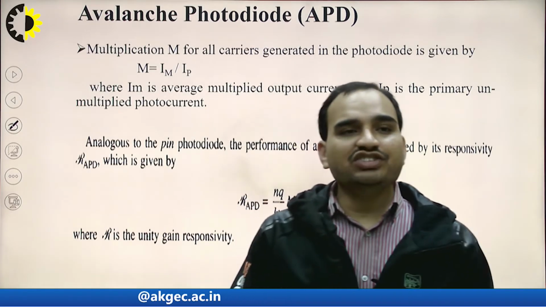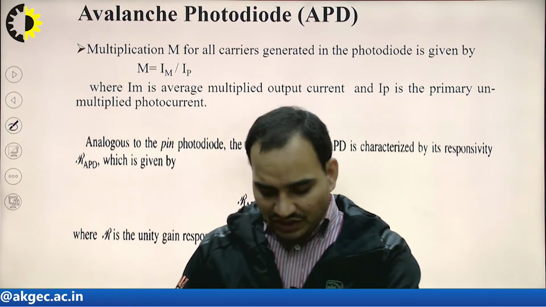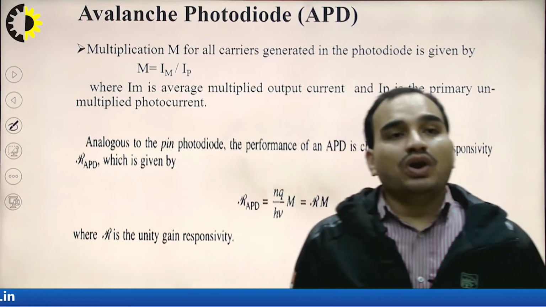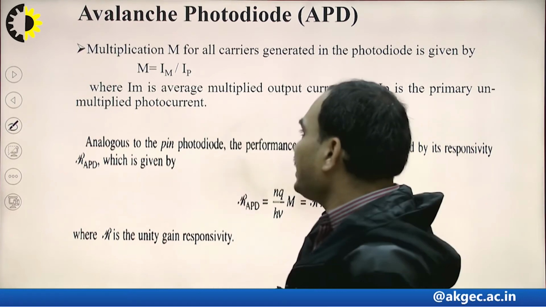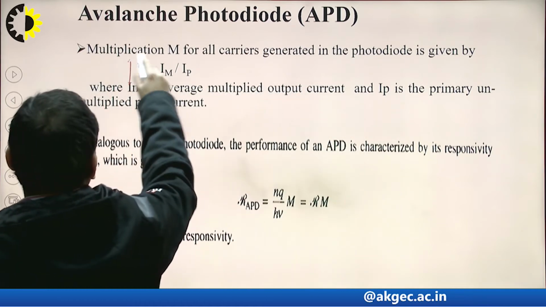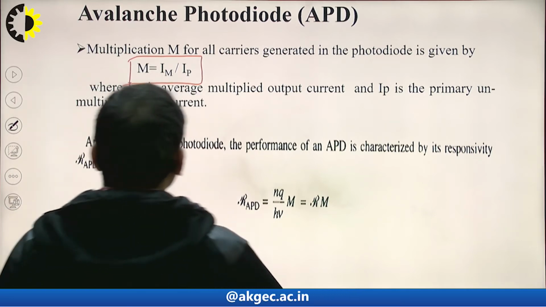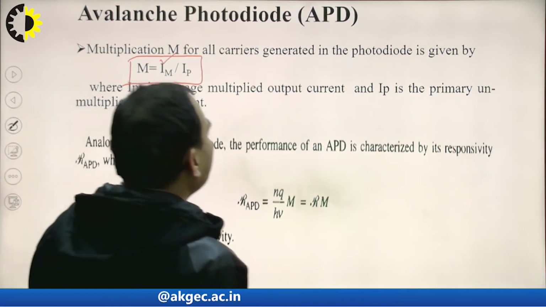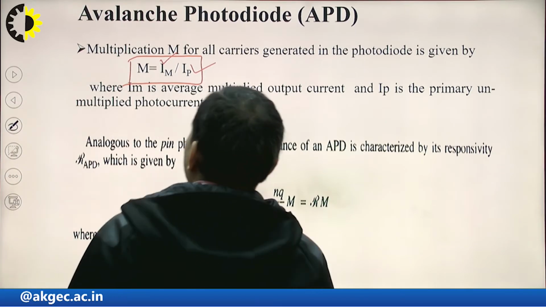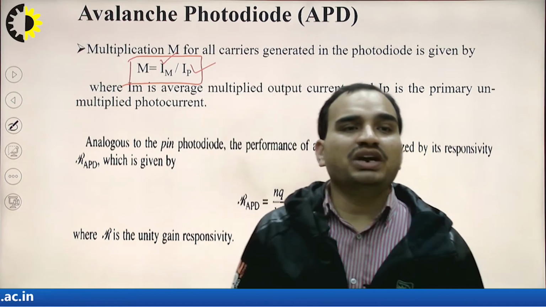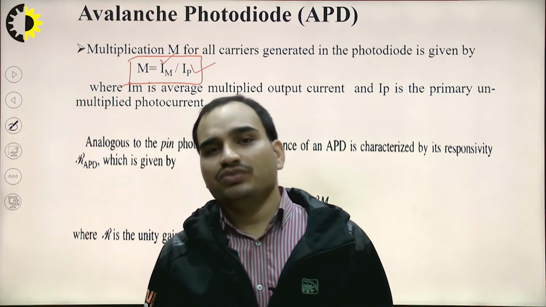So the multiplication factor we can calculate for the avalanche photodiode for all carriers generated in the photodiode is given by, that is capital M, and it is given by the multiplied output current, that is IM, divided by the primary unmultiplied photocurrent. So where IM is the average multiplied output current, IP is the primary unmultiplied photocurrent.